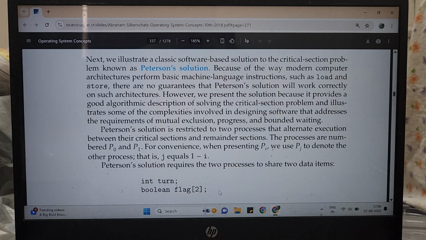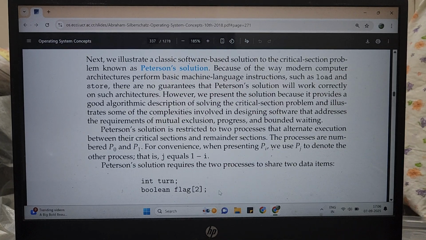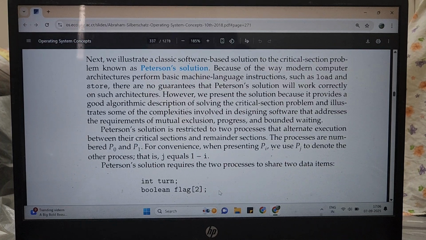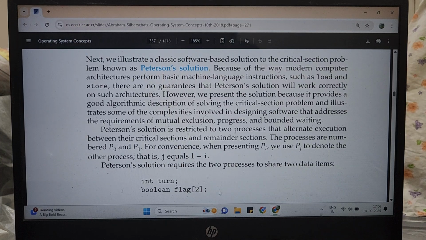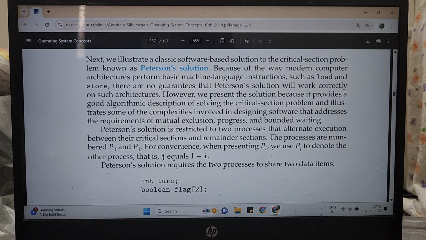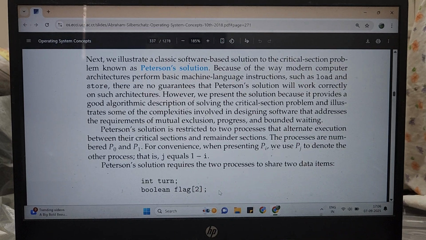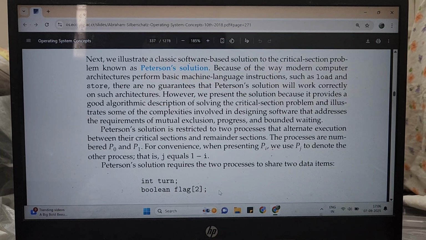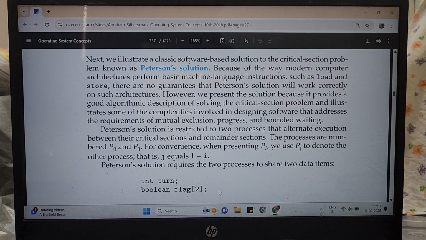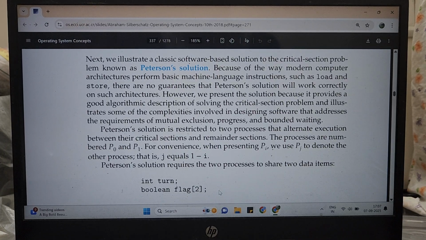So let's call these processes P0 and P1. So we have this variable called turn which will take the values either 0 or 1, nothing else. So what does this variable represent? It tells us which process's turn it is to go into the critical section. So if turn equals 0, it means it is now P0's turn to work on its critical section. P1 cannot execute its critical section. Similarly, if turn equals 1, it is P1's time to execute its critical section and P0 needs to wait. So that is what this variable stands for.